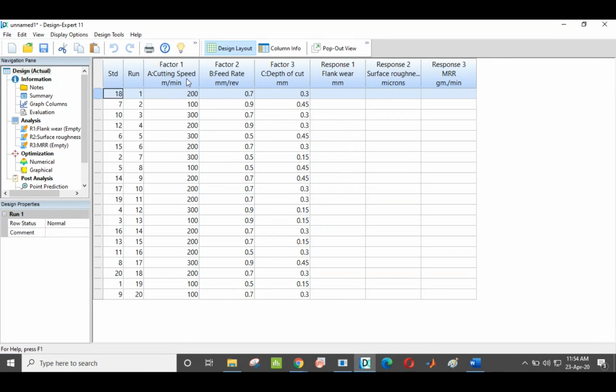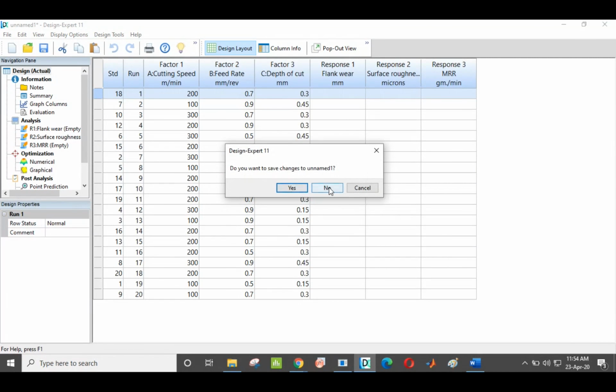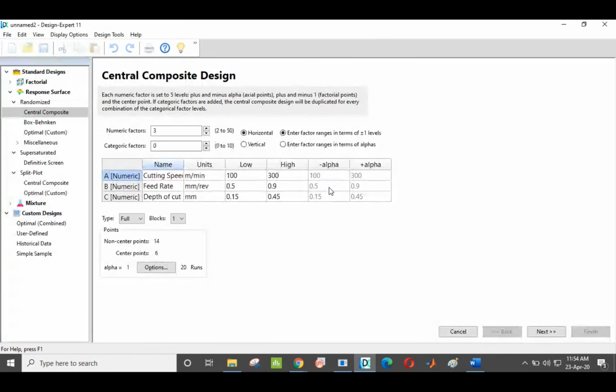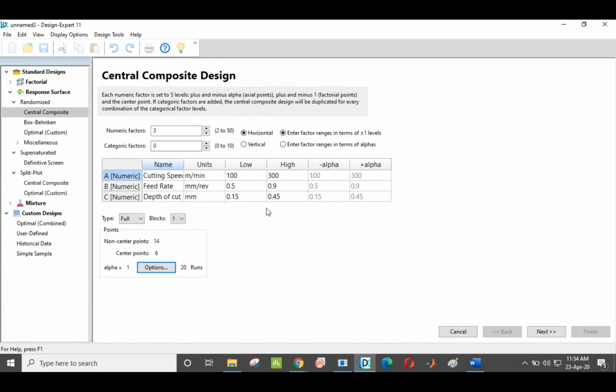Right. Now I am not going to analyze this. First I will design, then finally we will analyze. So file, new design. Whether we are going to use the same factors? Yes. I am not going to save this present one. Now in the alpha value 1 I have taken for central composite, and I have ended up with 3 level values.